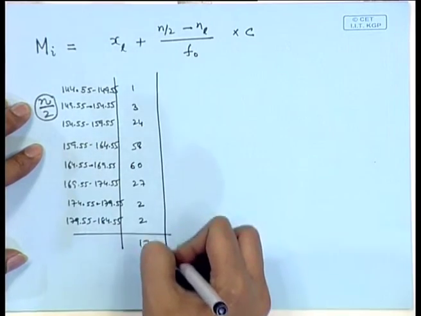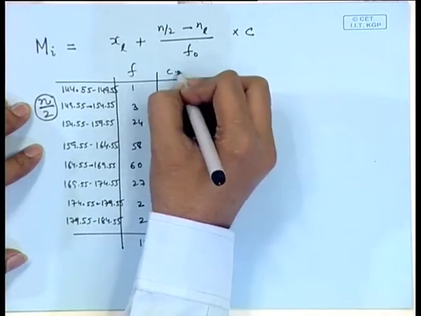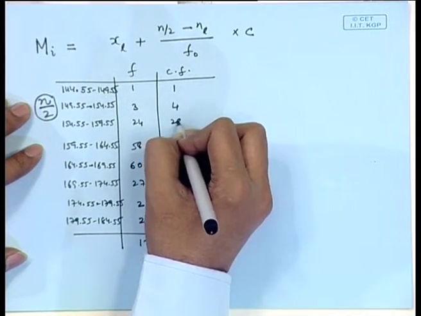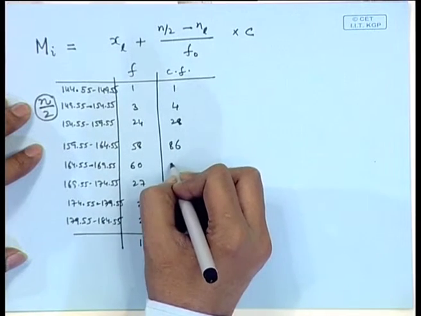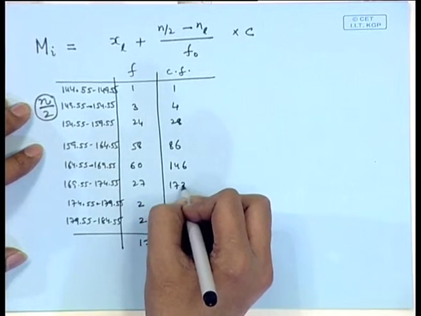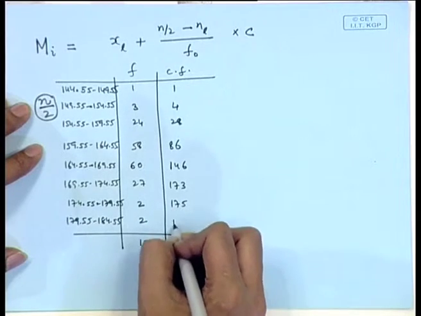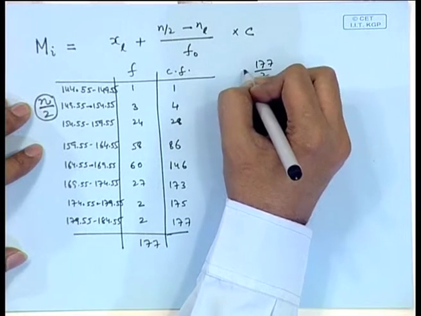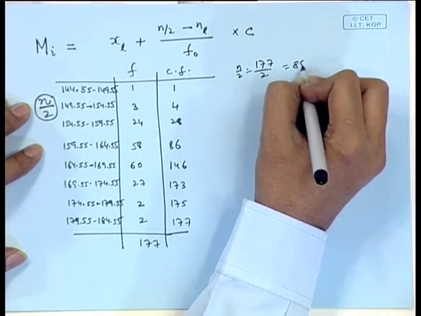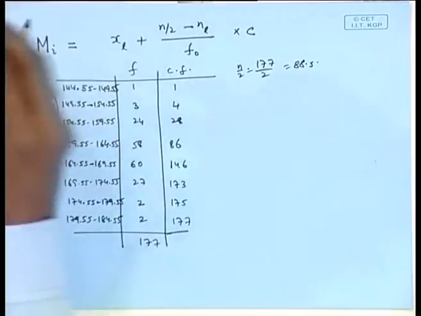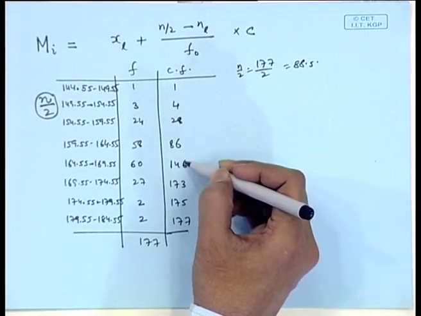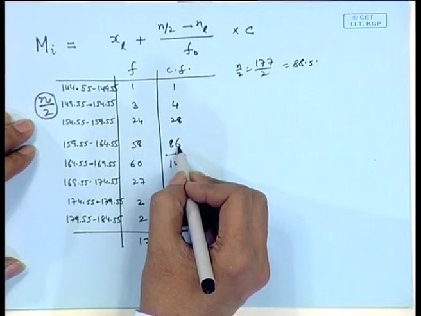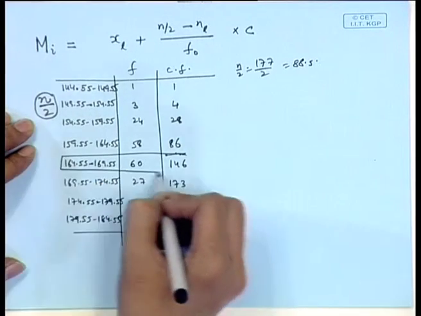So, what we do? We calculate the cumulative frequencies, that is 1, 4, 28, 86, 146, 173, 175, 177. So, we look at what is 177 by 2, that is n by 2, that is 88.5. The cumulative frequency 86 is here, so 88.5 is above this. So, this is called the median class.